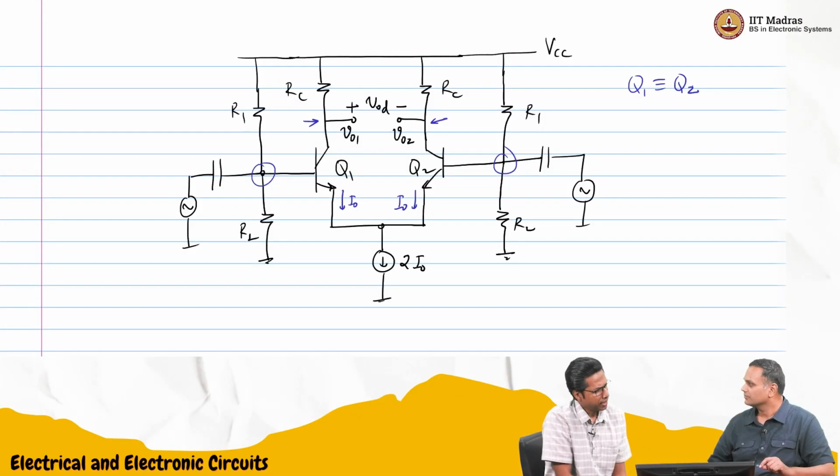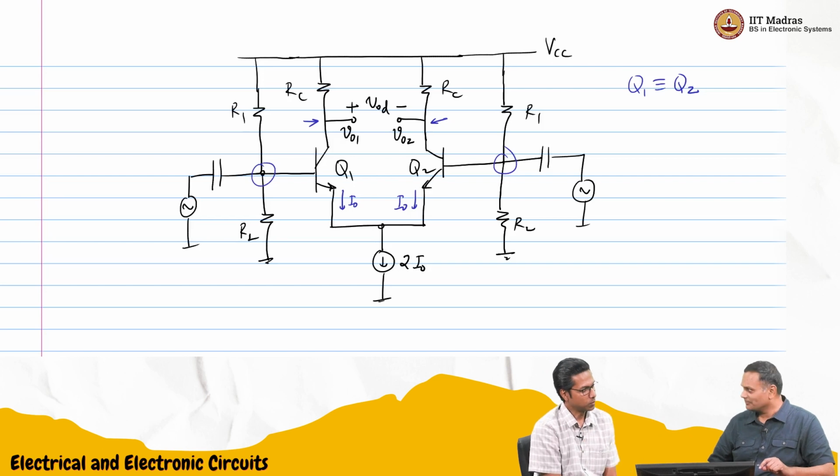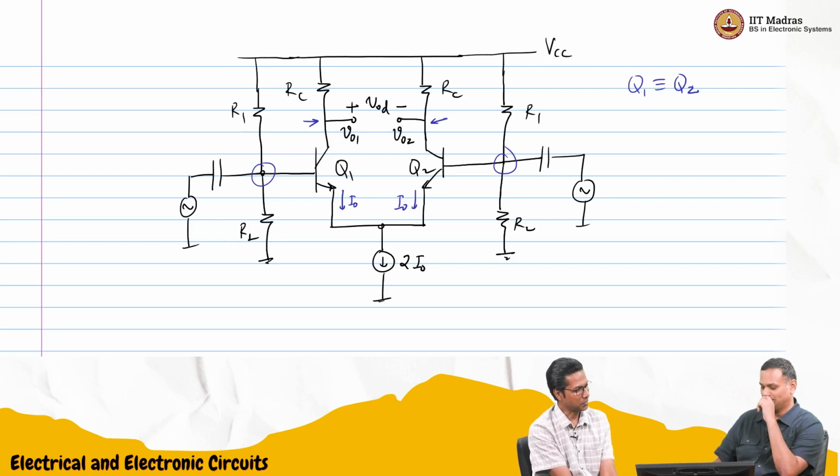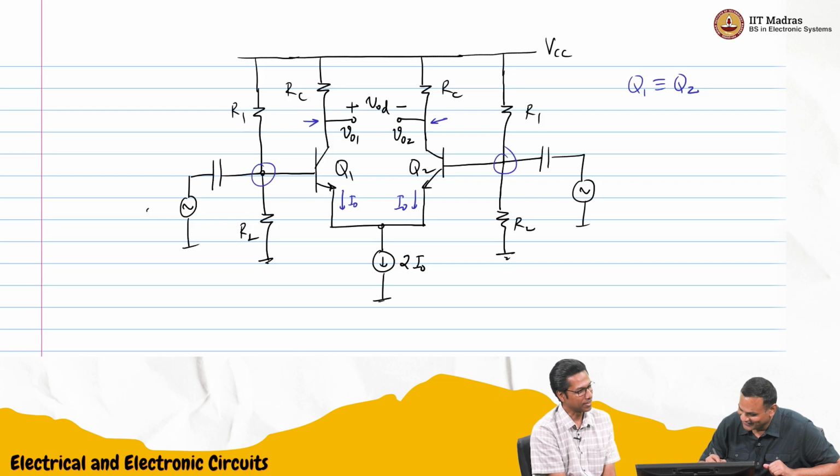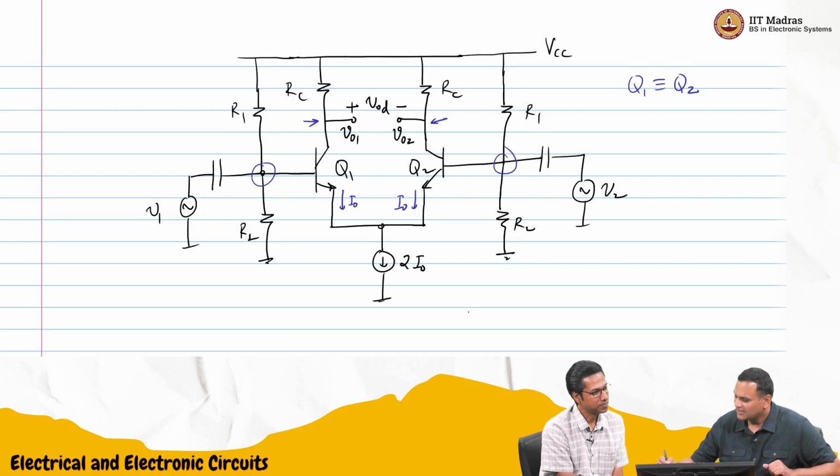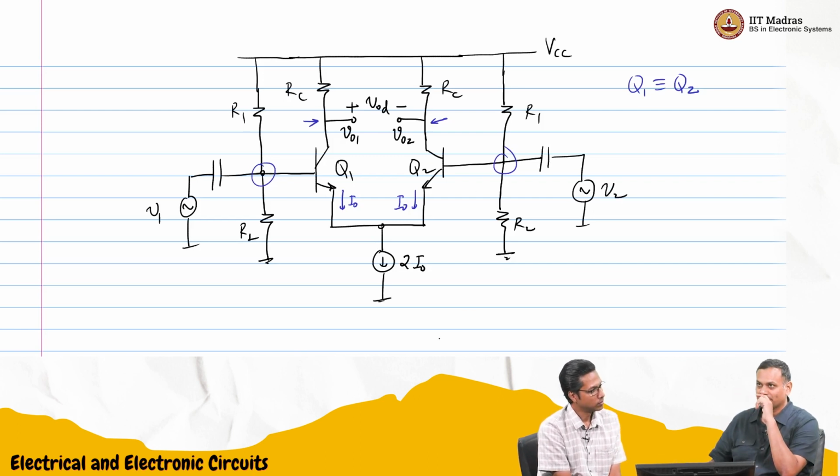Suppose I increase the difference V1 minus V2 a lot. What will happen? Let us do the easy case. Let us put in DC voltages. So I'll remove this capacitor.